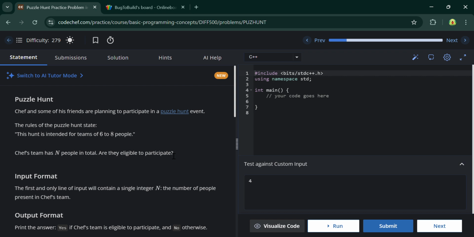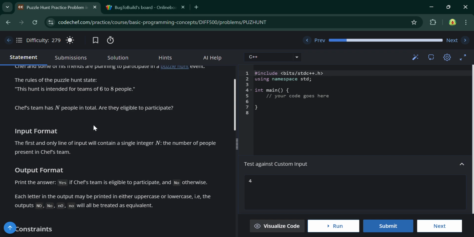participate in the puzzle hunt. Okay, so the rules of a puzzle hunt state the hunt is intended for teams of 6 to 8. So the rules of the puzzle hunt say that a team consists of 6 to 8 people. Chef's team has n people in total. Are they eligible to participate? Okay, so the chef has n people in total.